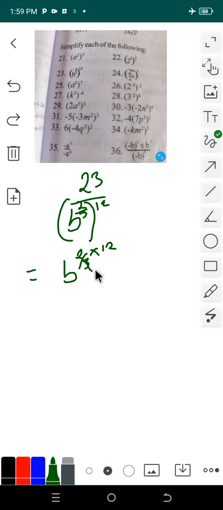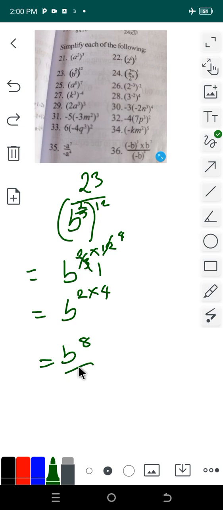So 3 into itself will go once. We are trying to reduce the powers into its simplest form so that we can be able to multiply. Then 3 into 12, 4 times. So we have b to power 2 multiplied by 4, which will be equal to b to power 8 as our final answer. Then the next question is question 24.